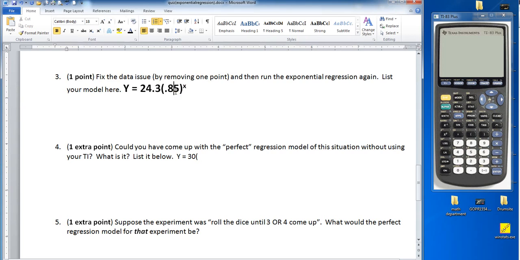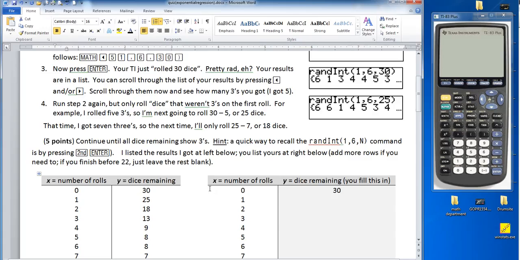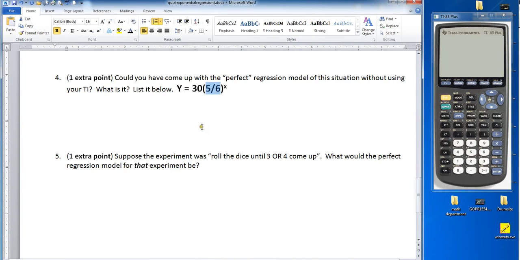But we shouldn't have lost 15%. We should have lost closer to 17%, because the percentage remaining should have been 5/6, which is about 83%. We're not bad with our data, but it's not as good as it could have been ideally. So this is the perfect model where you're shooting for that extra point: 5/6 to the x power, because you're going to leave 5/6 behind if you keep rolling until you get threes. There's a 5/6 chance you won't get threes.